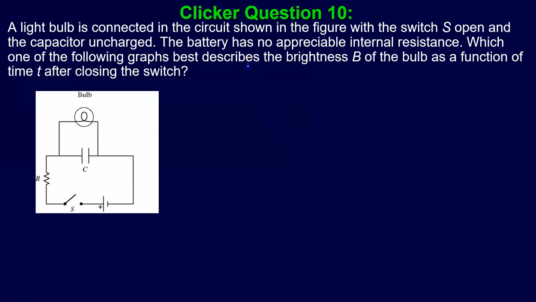All right, we had a question about this one. This is an RC circuit. It's got this thing set up here: a battery with a resistor, a capacitor, and a light bulb. You're given several choices for which of the following graphs best describes the brightness of the bulb as a function of time t after closing the switch.